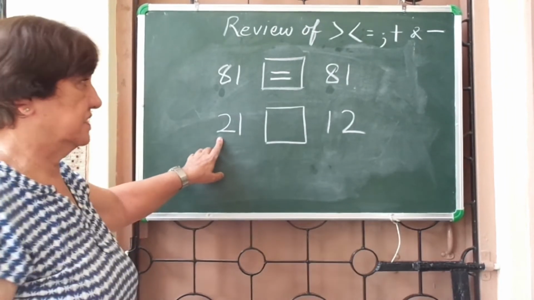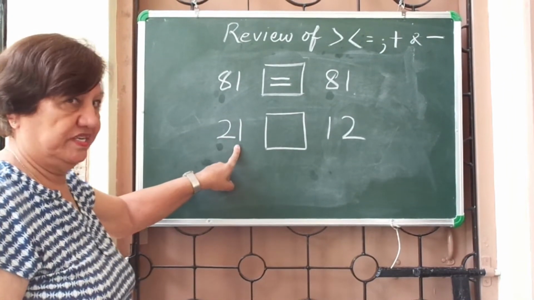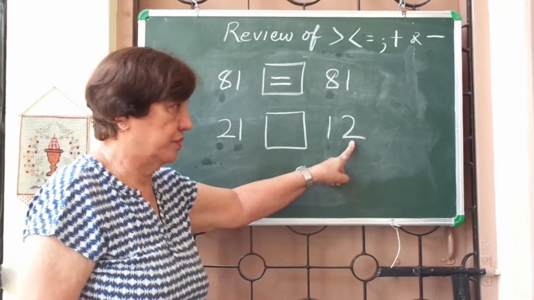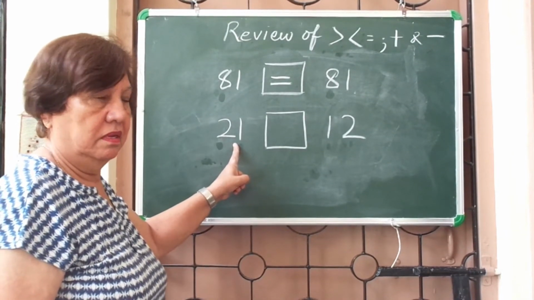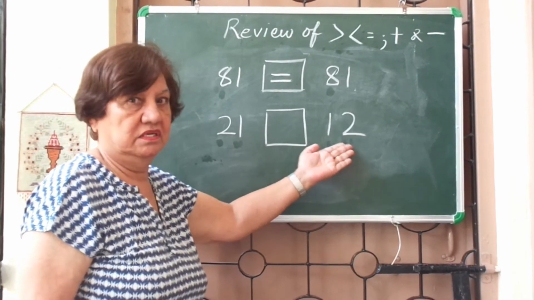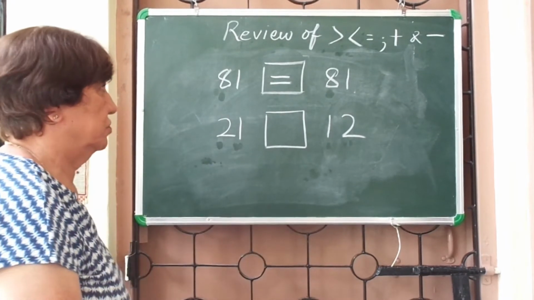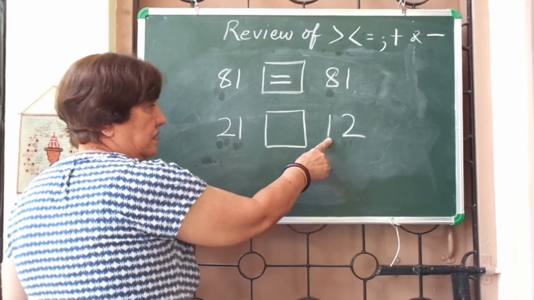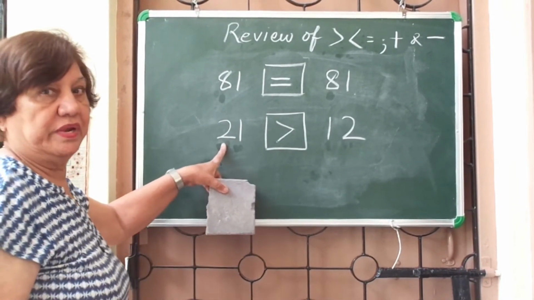Now the next one. Let's look at the first number. It's 2. Second number is 1. 2, 1, 21. What number is this? 1, 2, 12. Are they the same? Look at it properly. You can see 2 and 1 here and you can see 1 and 2 here. So will I say they are the same? They are not the same. So which one is greater? 2 is greater than 1. So I will do the machika move next to 21.